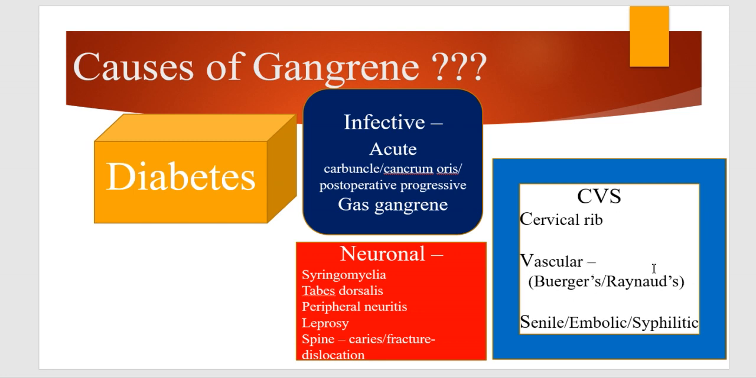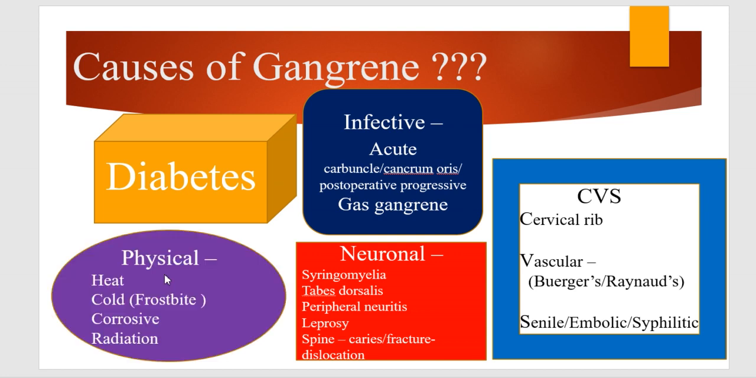Vascular means Buerger's and Raynaud's again. The gangrene may be because of Buerger's disease and Raynaud's disease. Then S stands for senile. Senile gangrene could be there. Embolic gangrene and syphilitic gangrene. Although syphilitic gangrene is very rare nowadays, but yes, just to know this. So in this manner, CVS: cervical rib, vascular means Buerger's and Raynaud's, senile, embolic, and syphilitic. So infective, neuronal, CVS, diabetes, and then PT.